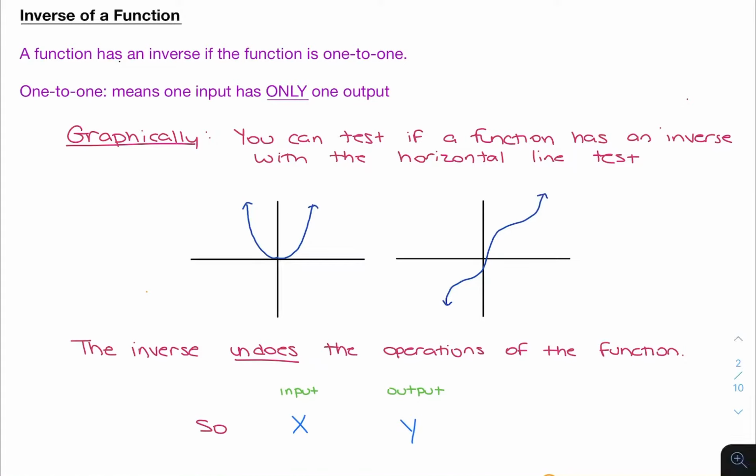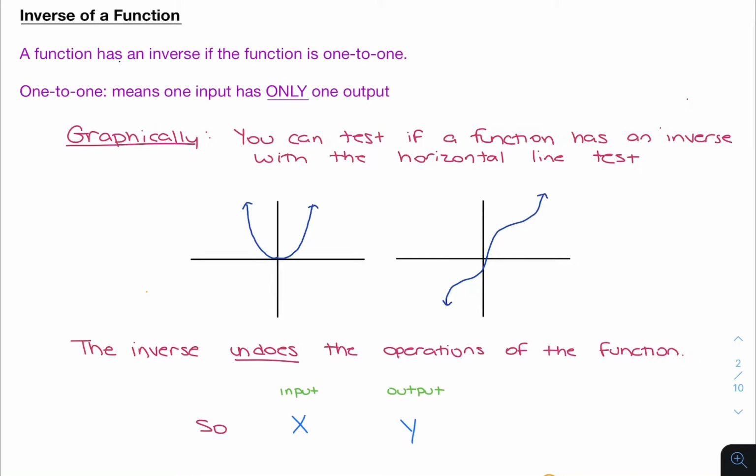Hello everyone, in this video I'm going to be talking about the inverse of a function. A function has an inverse if the function is one-to-one. What that means is that one input has only one output. It cannot have two outputs.